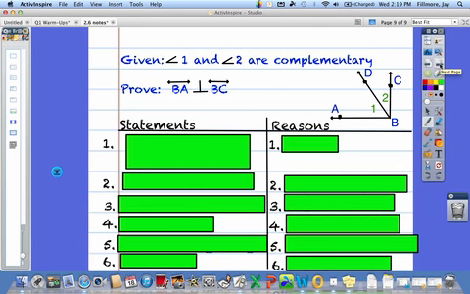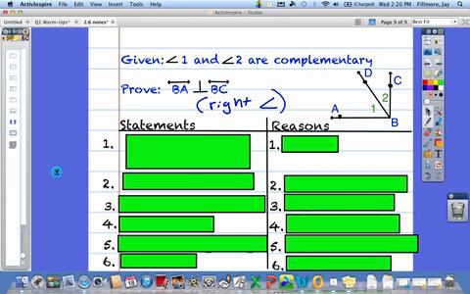And for our final proof, we're given that angles 1 and 2 are complementary. We're asked to prove that these two lines, which really look like rays here, are going to be perpendicular. Well, if we're going to prove that these are perpendicular, we should probably show that they form a right angle, because we know we need right angles for them to be perpendicular. So we probably have to show some sort of right angle to show that they're perpendicular.